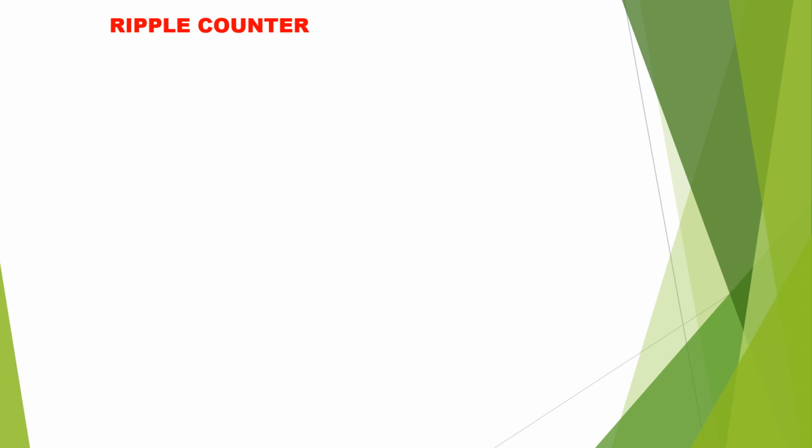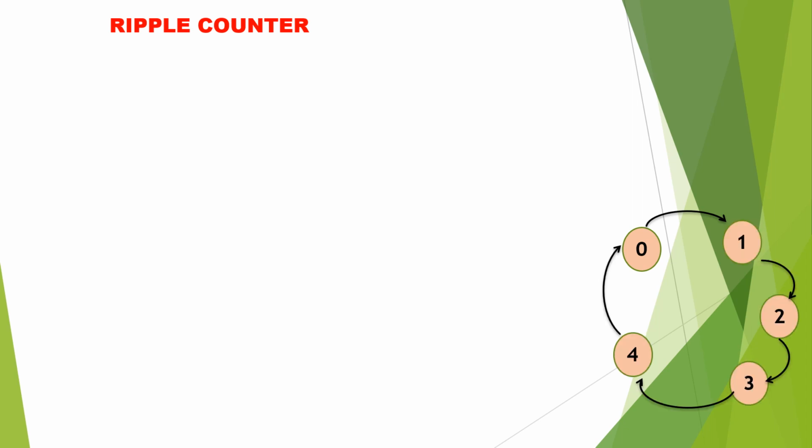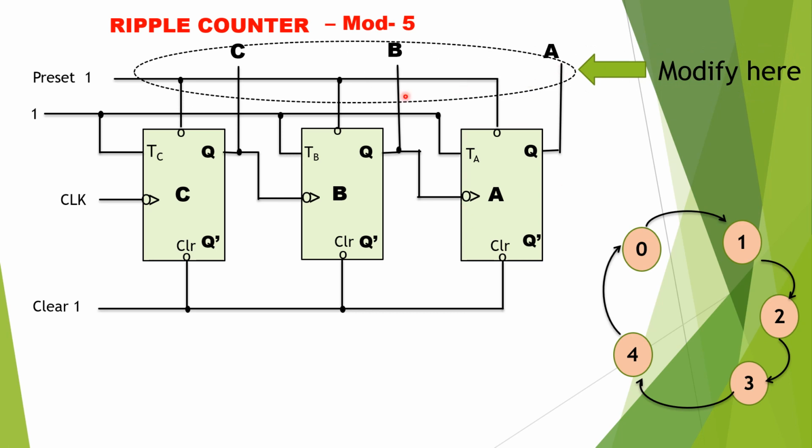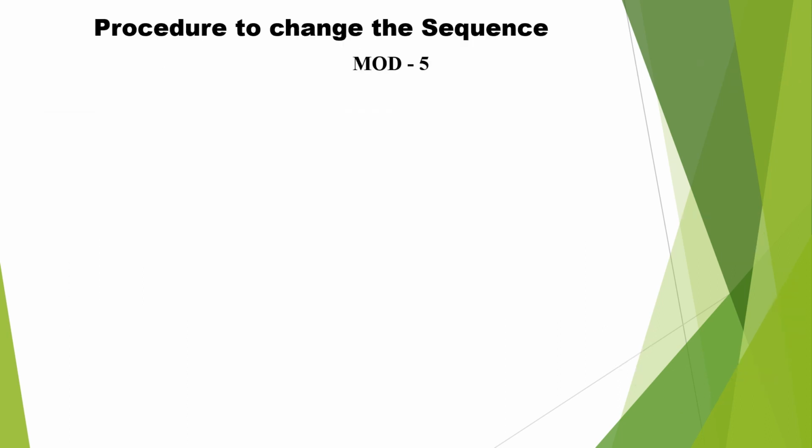Now we are going to see if we want to modify the n count, say for example from 0 to 1 to 2, 3, 4 and from 4 back to 0. So if we want to have only 5 counts, we call this as a mod 5 count. Now how to do the modification to have a 0 after the count 4. So we do the modification in these outputs and the preset. Let us see how we do that.